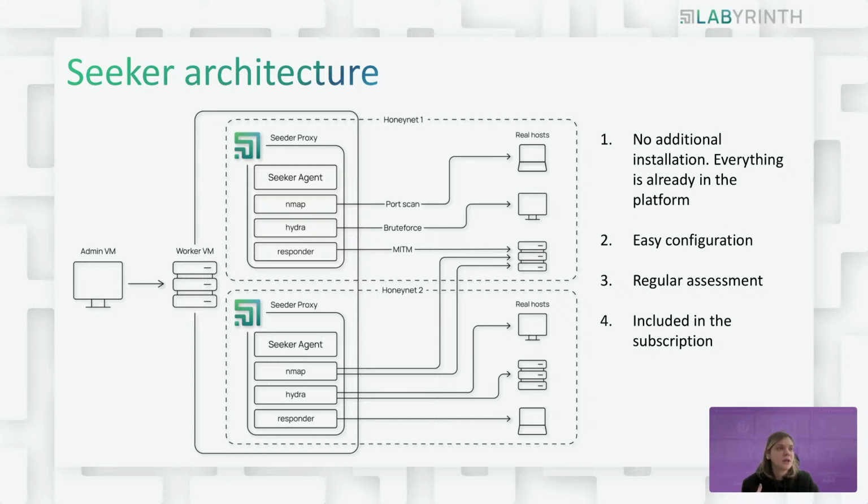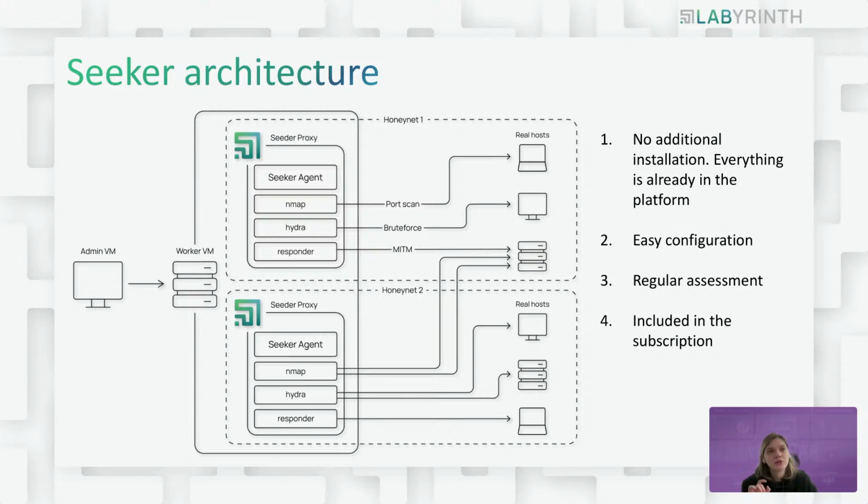So let's see. Seeker architecture is extremely simple from here. It uses what you already have in your Labyrinth appliance, so you don't need to install any additional tools or whatsoever. Everything is already present in your appliance. Everything is already in the platform. It's extremely easy to configure.